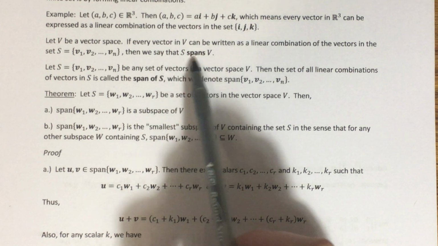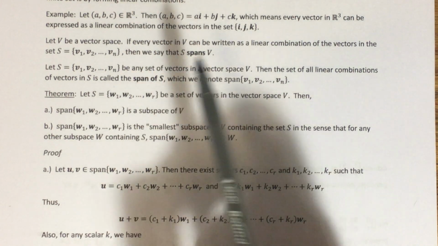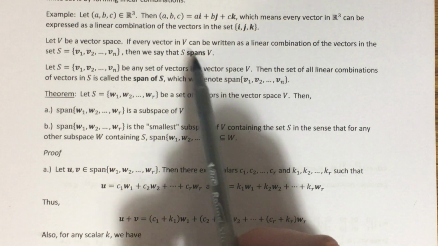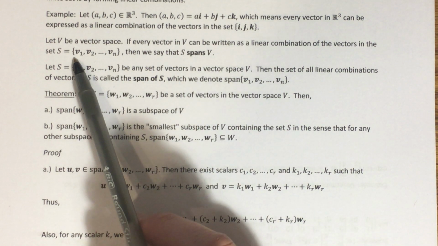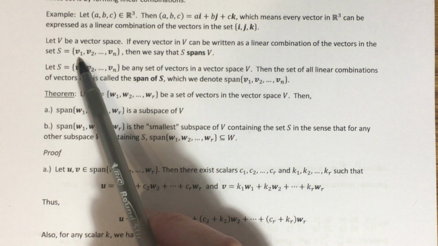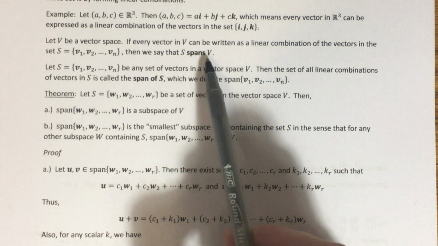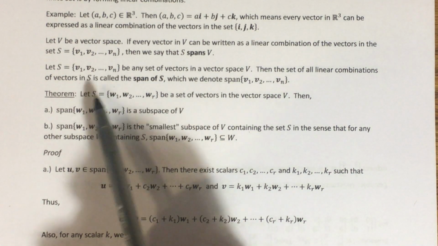We're going to use the term span in two different senses, but they're related. One is a verb, one is a noun. So here's the verb version. To say that a set spans V is to say that all possible linear combinations of the vectors in that set will give us all of the vectors in V. Okay. Now on to the noun.